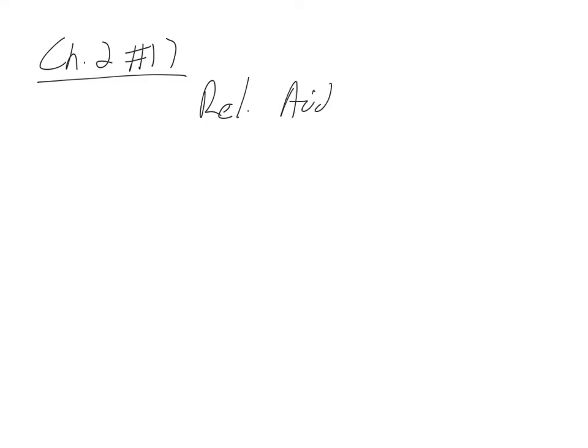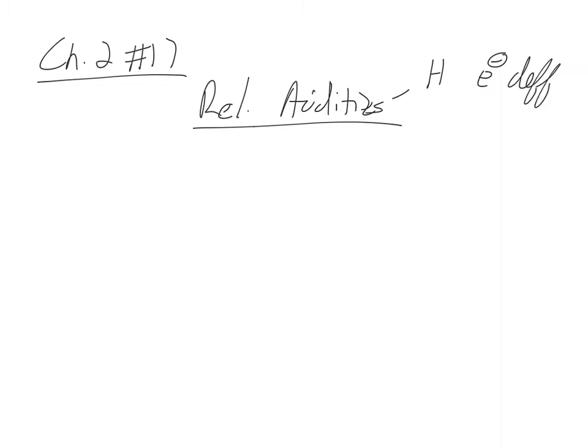So let's go, this is chapter 2, number 17. It says rank the given compounds based on the relative acidities. Usually if they don't say anything, they mean a Bronsted acid. If they just say relative acidity, that's just like the last problem we did. So we're looking for H, and we're looking for electron deficiency.